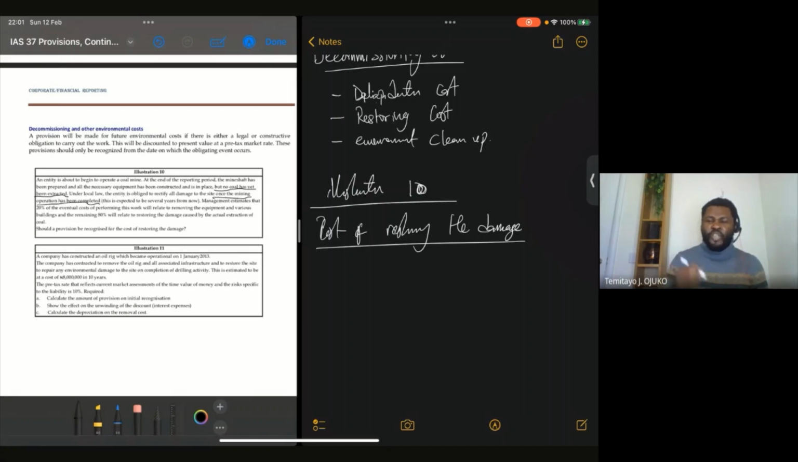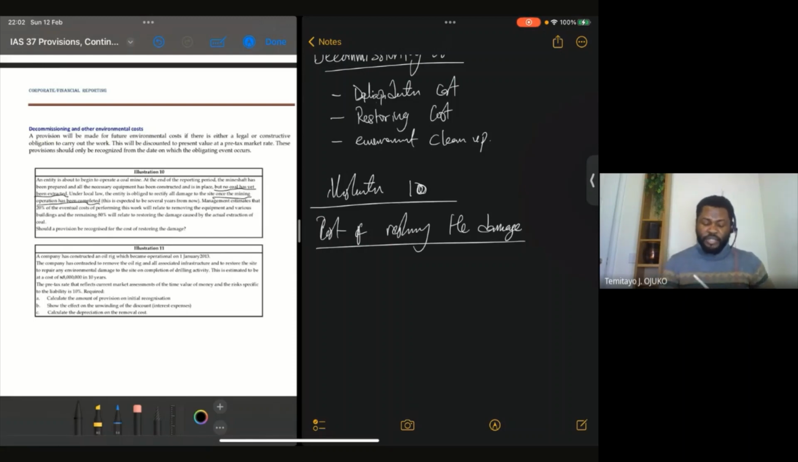Now, let's go back. What will trigger this provision is the first question we should ask. Is it a legal or a constructive obligation? What is the legal one in this case? They said the mine shaft has been prepared, it is already installed, constructed and in place, but no coal has yet been extracted. So take note of that. They have not started extraction. Under local law, the entity is obliged to rectify all damage to the site once the mining operation has been completed. Take note of that. Now, the question is, what are you restoring? You are only going to restore a damage.